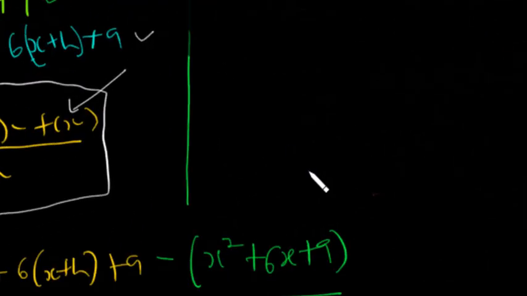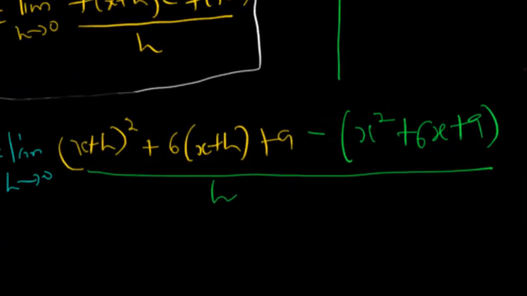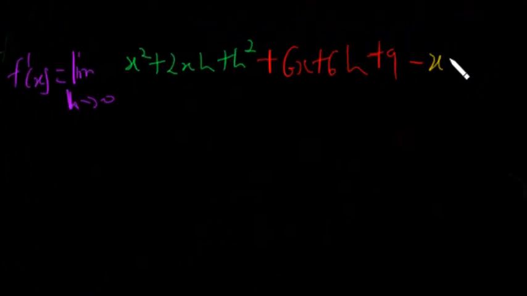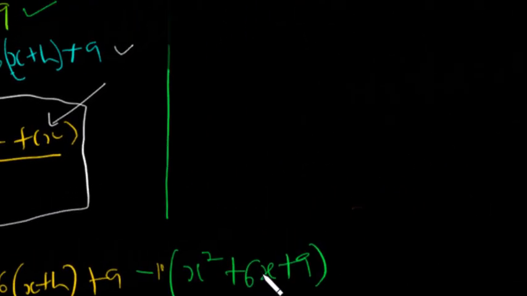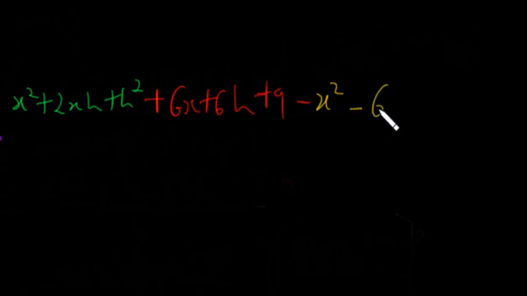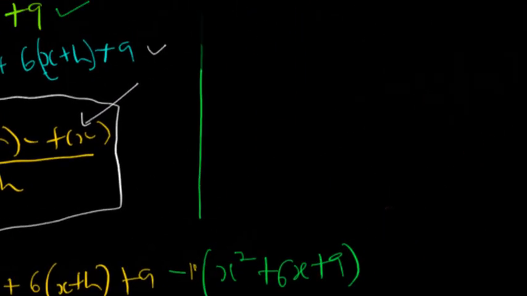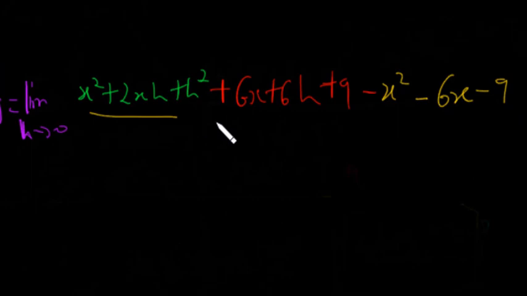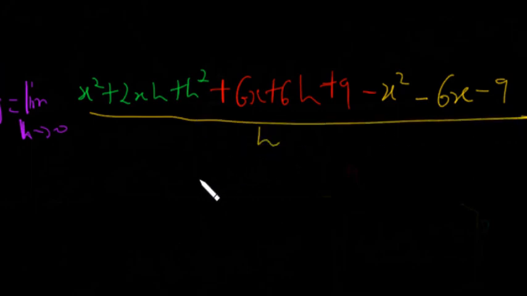Then minus, we have the term in bracket, we have to expand this, and that's what we're going to have. We have -1 here, there is a negative sign, so -1 times x² gives negative x², -1 times 6x gives negative 6x, and -1 times 9 gives -9. So you divide the whole of this by h.